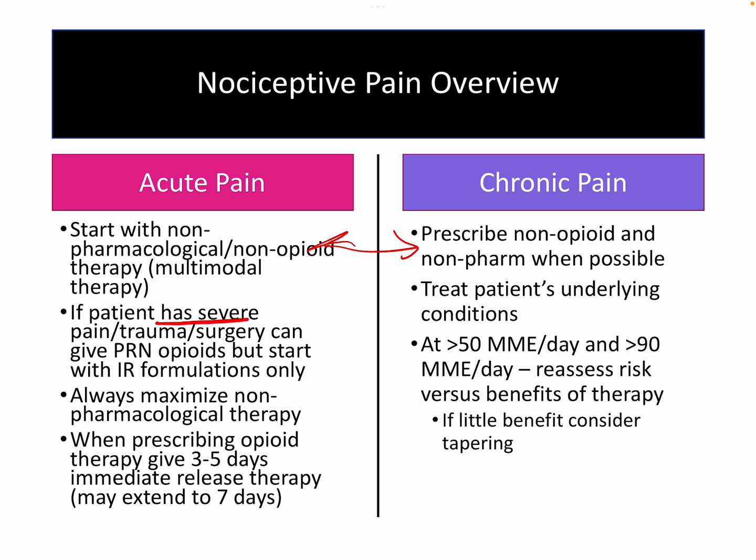If a patient has severe pain, trauma, surgery, being given PRN opioids at the beginning can be appropriate. You always want to maximize non-pharmacological therapy, and then if you do prescribe opioids, try to start out with 3 to 5 days. As far as opioids for chronic pain, do remember these at greater than 50 morphine milliequivalents per day, and then greater than 90 morphine milliequivalents per day. If you're not seeing benefit, consider tapering.